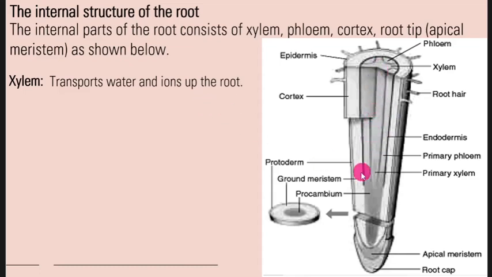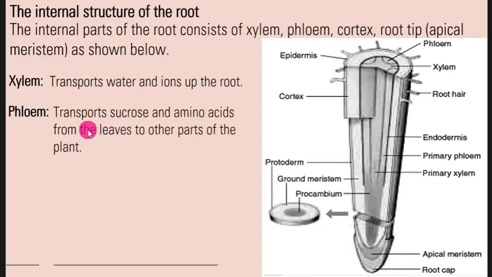So this part here. Then next is the phloem. This part here, the phloem. So what is the function of the phloem? We are told the phloem transports sucrose and amino acids from the leaves to other parts of the plant. So that's the function of the phloem, to transport sucrose and amino acids from the leaves to other parts of the plant.